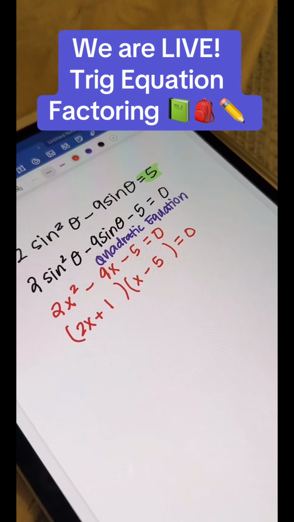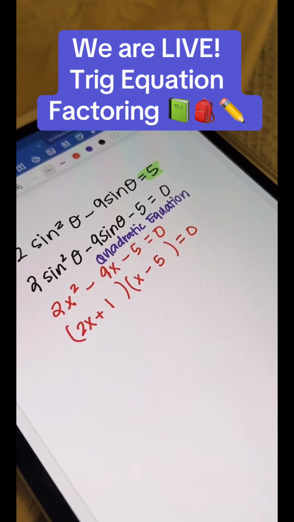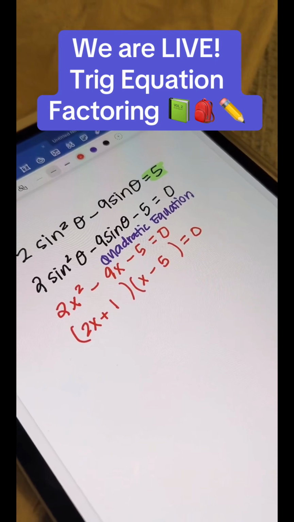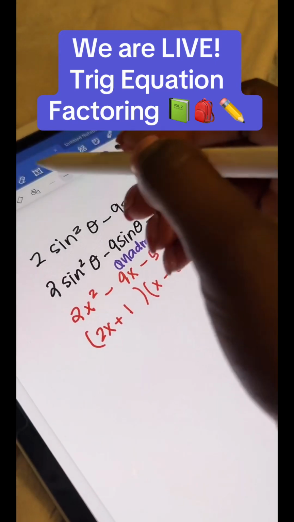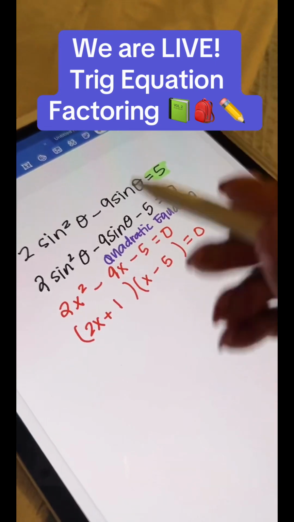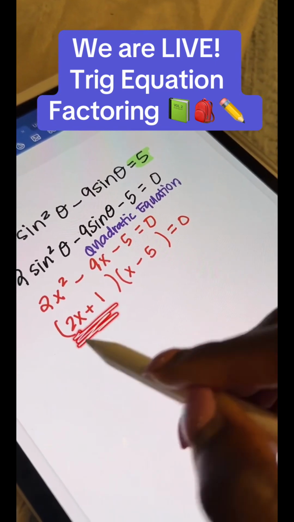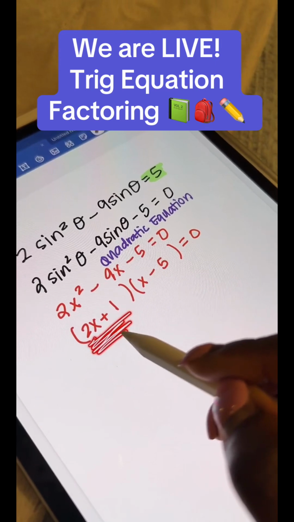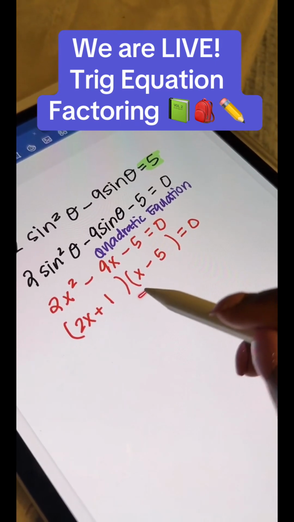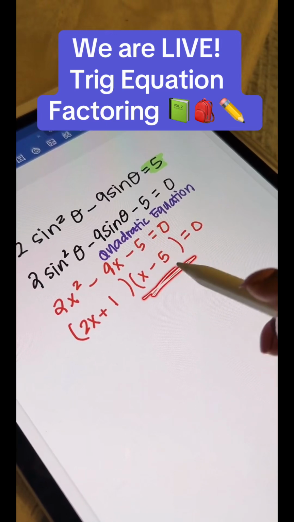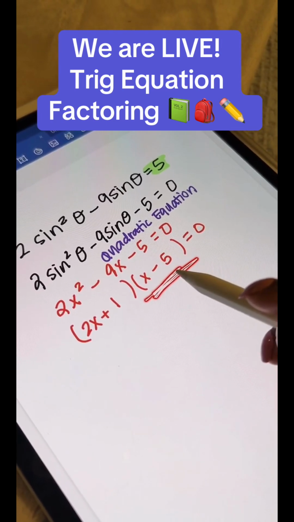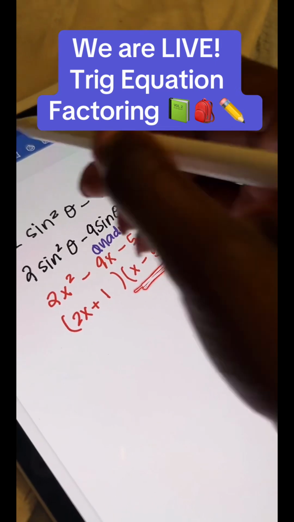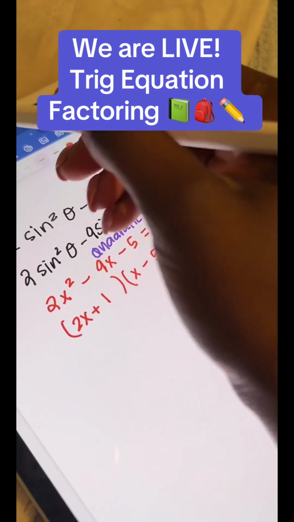Now, remember in Algebra 1, once you factored the quadratic equation, in order to solve, you would take each factor. You would take 2x plus 1, set it equal to 0 and solve. Same thing here, x minus 5, you would set it equal to 0 and solve. So now let's go back to our actual trig equation.